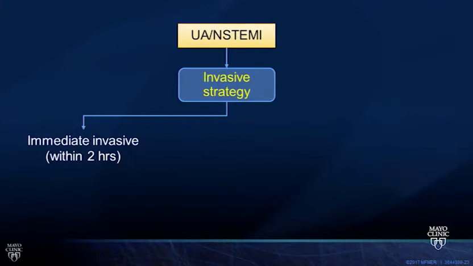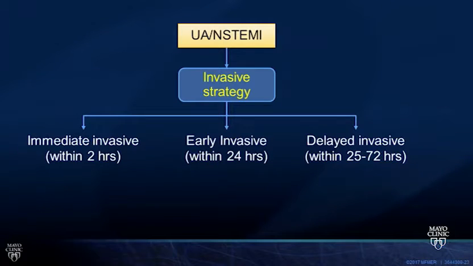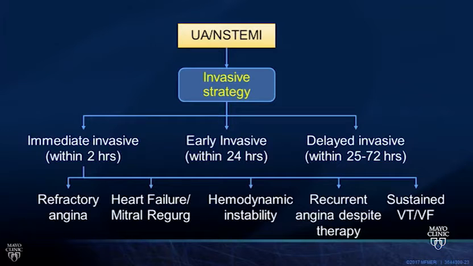Now, within that invasive strategy, the next step we often decide is how early should those patients go to coronary angiography. So we have the immediate invasive, generally defined as within 2 hours, early invasive within 24 hours, and then the delayed invasive approach. And common sense, those immediate invasive patients are the patients that are really sick. So refractory angina, angina that's recurrent despite therapy, someone with acute heart failure, acute MR that you think is a complication related to the myocardial infarct, hemodynamic instability, or sustained ventricular arrhythmias. Those patients generally go right away.